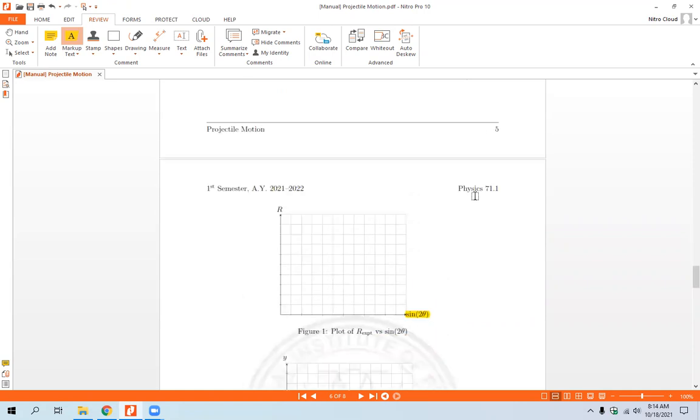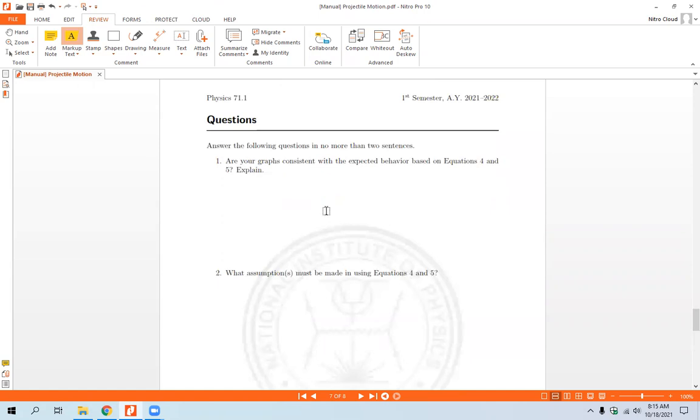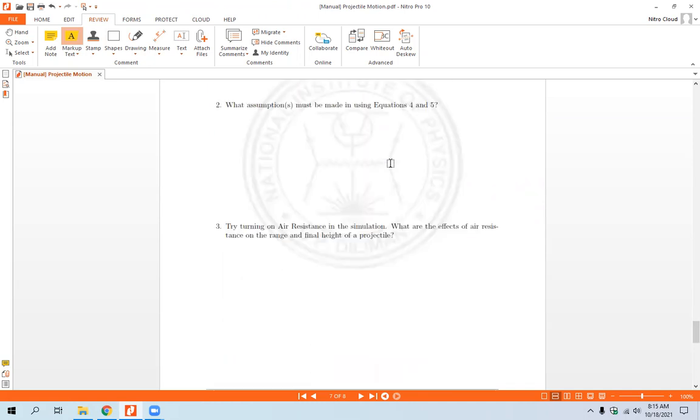So, how do you get sine 2 theta? Well, you have your angle. So, i-feed nyo sa sine function yung angles ninyo. So, questions. Questions 1 and 2, they just discuss your equations 4 and 5, which is yung kinematic formulas nyo na y of x. And of course, number 3, anong epekto ni air resistance. So, that's it. It's a short discussion lang. So, any questions?